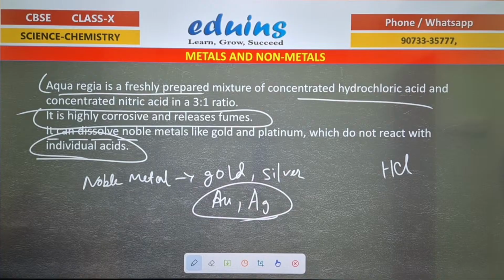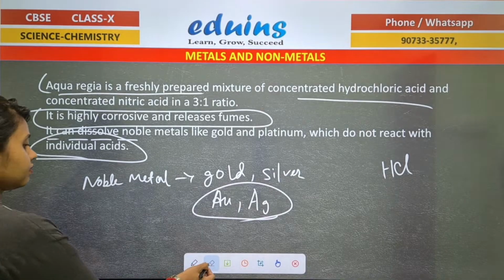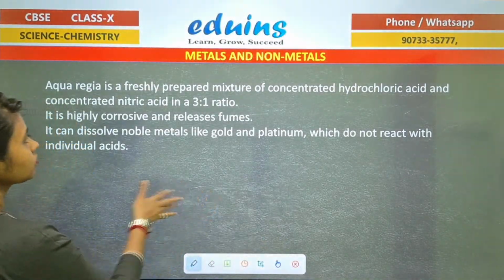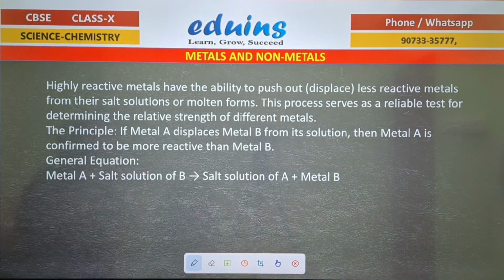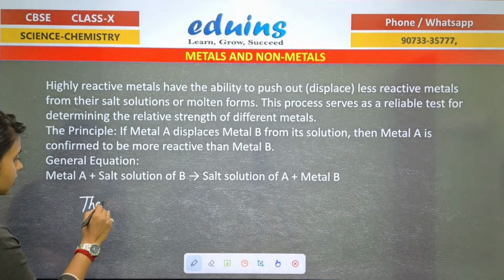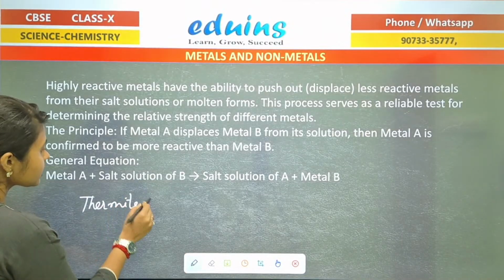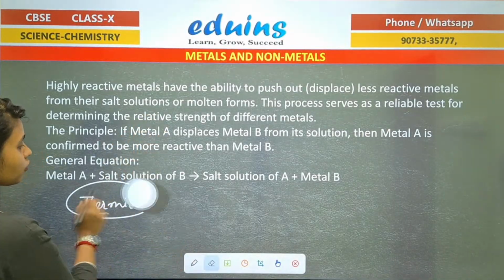Now the next page. Highly reactive metals have the ability to push out less reactive metals, to substitute the metal and take its place. When we read about the thermite process, this is an example of this kind of reaction.